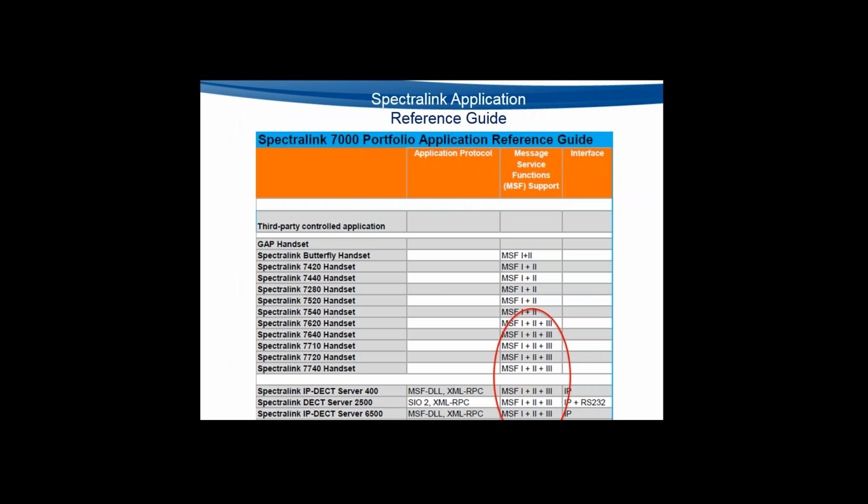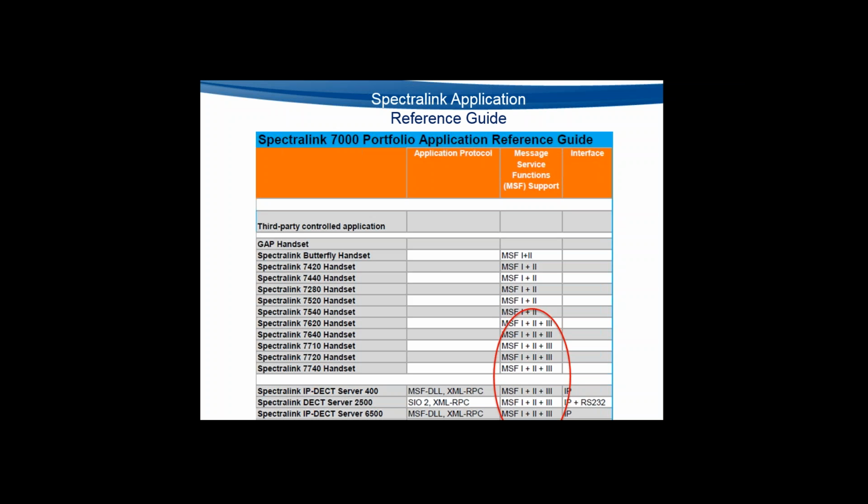So just to come back to that big matrix slide and have a bit of a closer look specifically, what I'm trying to highlight here is a couple of things. One is that we can look at the list of handsets there and identify which of the handsets are going to allow us to take advantage of the MSF3 functionality which I was talking about, and what is that functionality more specifically we'll go into shortly.